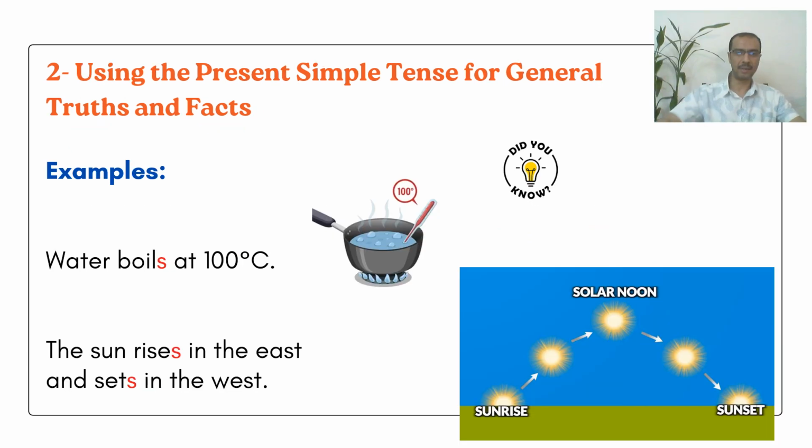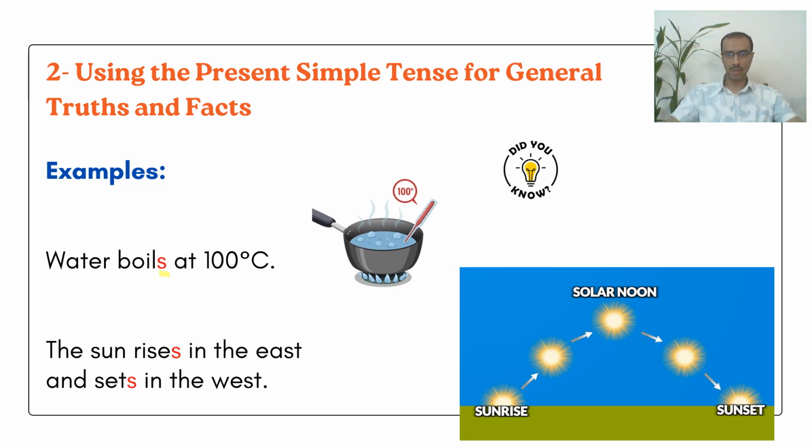Now, let's have an idea. Here, I think you remember this example. Water boils at 100 degrees. Don't forget that this is a fact. So water does not boil, for example, at 50 degrees, but water boils at 100 degrees. So we add s here at the end of the verb.